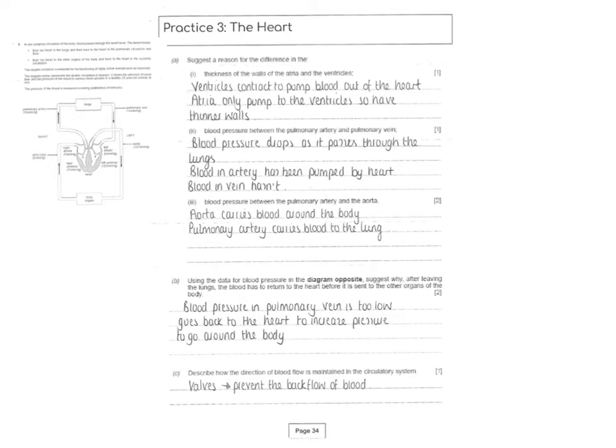Using the data for blood pressure in the diagram opposite, suggest why, after leaving the lungs, the blood has to return to the heart before it is sent to the other organs of the body. The reason is the blood pressure in the pulmonary vein is too low, so it goes back to the heart to increase the blood pressure to go around the body. It won't make it all the way around the body otherwise. Describe how the direction of blood flow is maintained. We have valves in our blood vessels, found in veins, and it prevents the backflow of blood. It stops the blood flowing backwards.